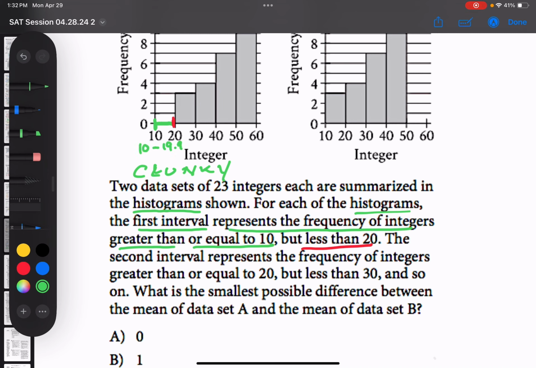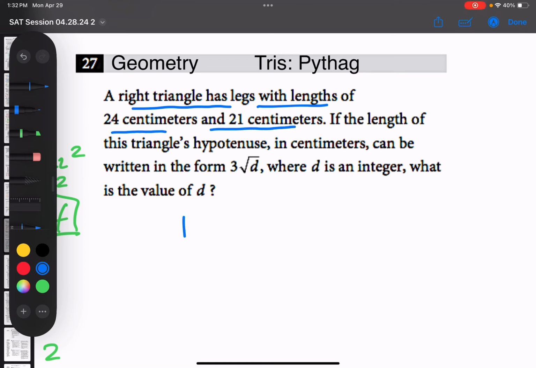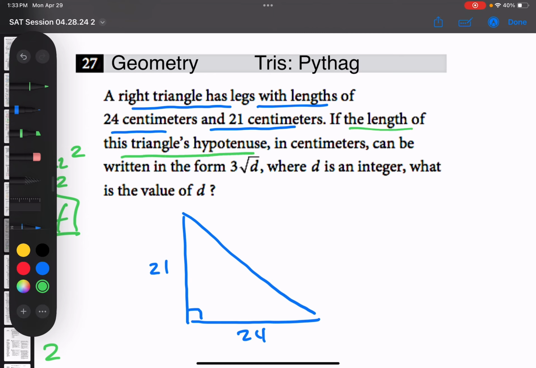This is the last one. So I assure you that this is going to be easier if you know your triangle rules. A right triangle has legs with lengths of 24 and 21 centimeters. Let's draw it. A right triangle. I'm not drawing it accurately. It has a length of 21 and 24. All right, cool. For the right triangle, we're going to be dealing with Pythag more than likely, right? Or we could be dealing with similar triangles or congruent triangles like we saw in questions before. Let's go into the rest of the question. If the length of the triangle's hypotenuse, so your hypotenuse is the longest side, in centimeters, now everything's in centimeters, right? We got centimeters, centimeters, and centimeters.